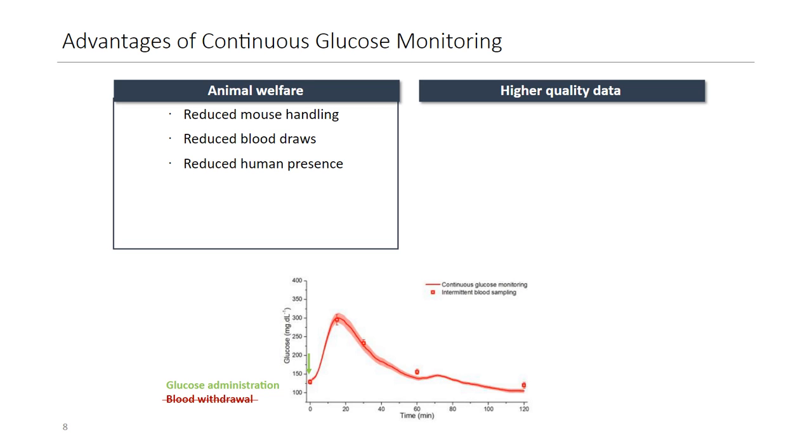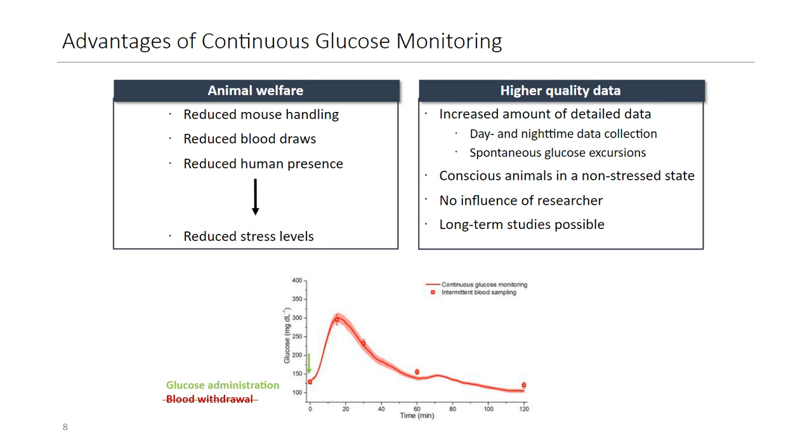So the advantages of continuous glucose monitoring are that you don't have to handle the mice as much, you don't have to take that many blood draws, and there is a severely reduced human presence. And all of this leads to reduced stress levels in the mice. On top of that, you have a tremendously increased amount of detailed data. So you don't only have daytime data that you can generally collect during the working hours, but you also can collect a lot of nighttime data.